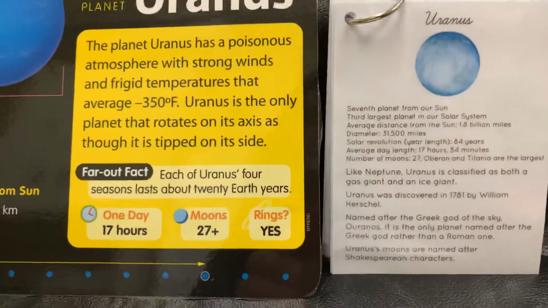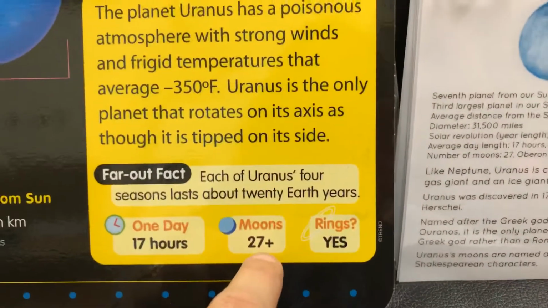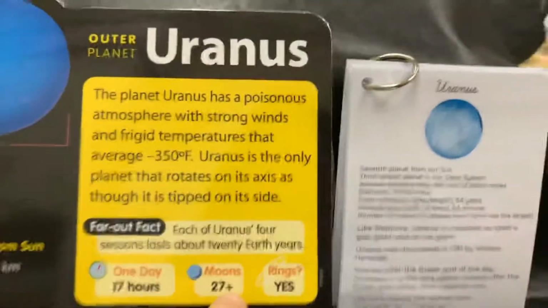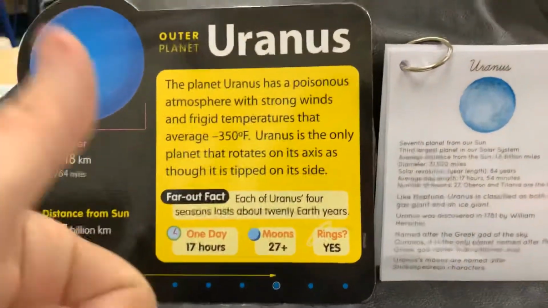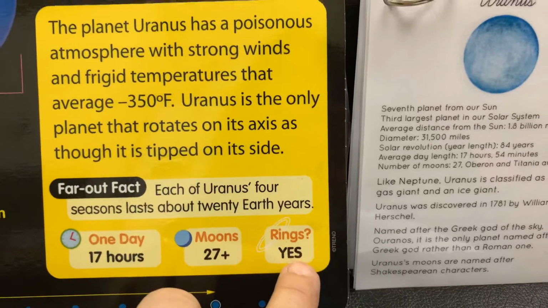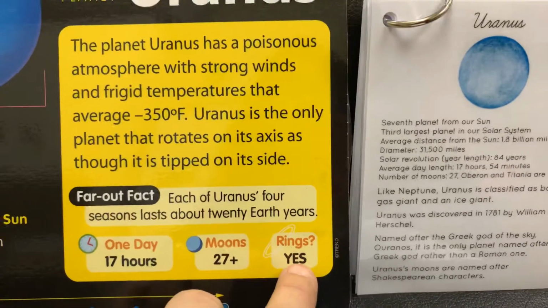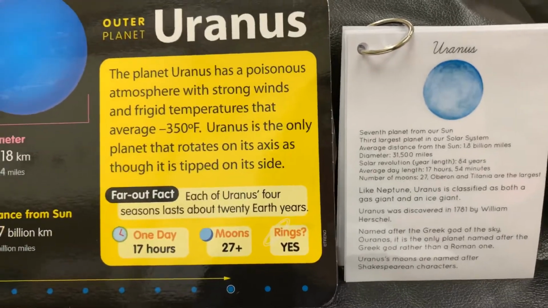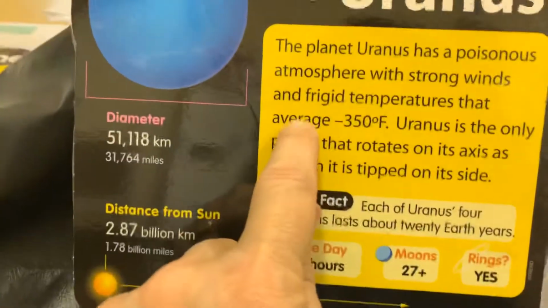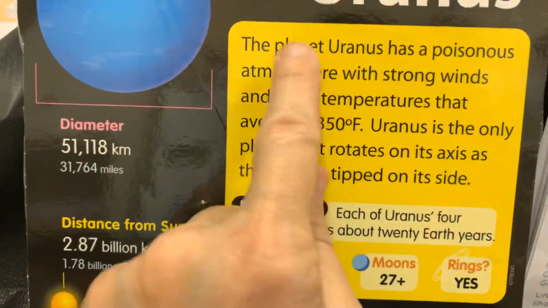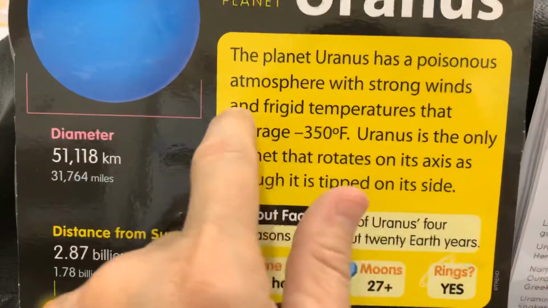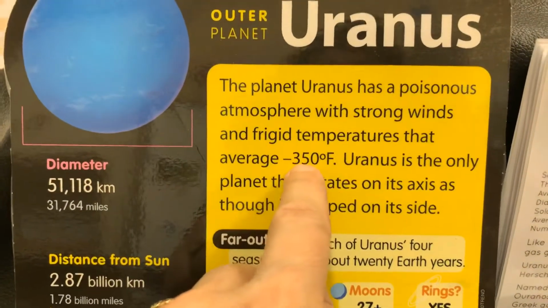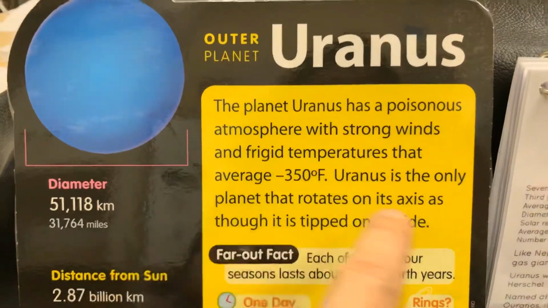Okay. How many moons? When it has a plus like that, 27 plus, that means it has more. Greater than 27 moons. How many rings? Or does it have rings? What's the answer? Yes, you know it. What's an interesting fact? The average temperature. Remember we talked about poisonous atmosphere with strong winds and frigid temperatures that average minus or negative 350 degrees Fahrenheit.